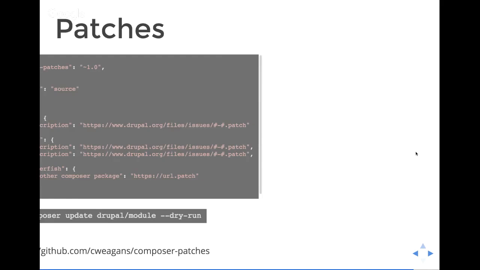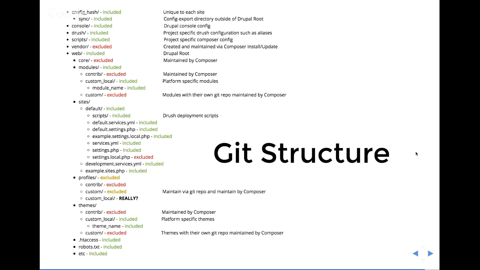Okay. So I don't know how easy that is to see from here, but this is the Git structure that we set up for maintaining it. The top up here where we have config hash, that is your default config export directory. It's typically under your site's site directory, which they don't really recommend having it there. A lot of people want that outside of the Drupal root. It's only used basically during the deployment process.